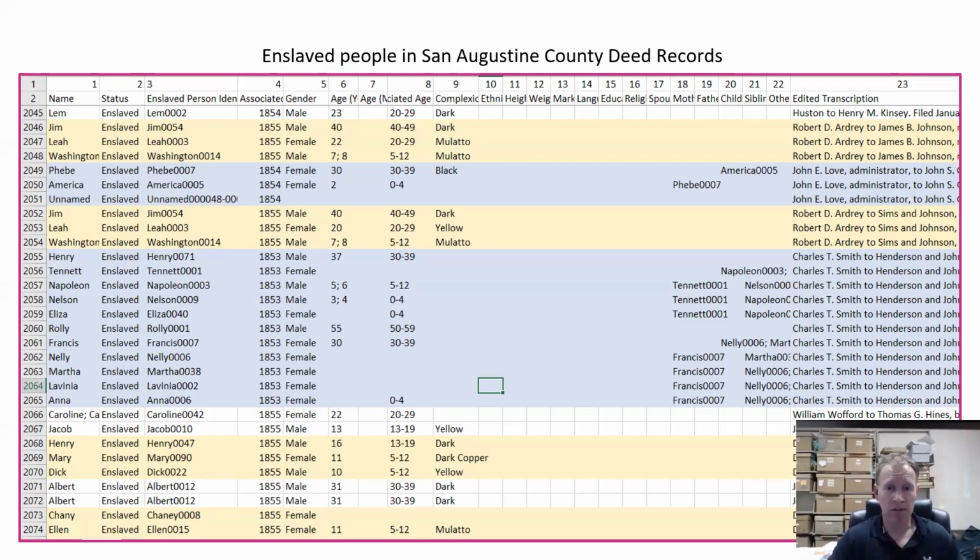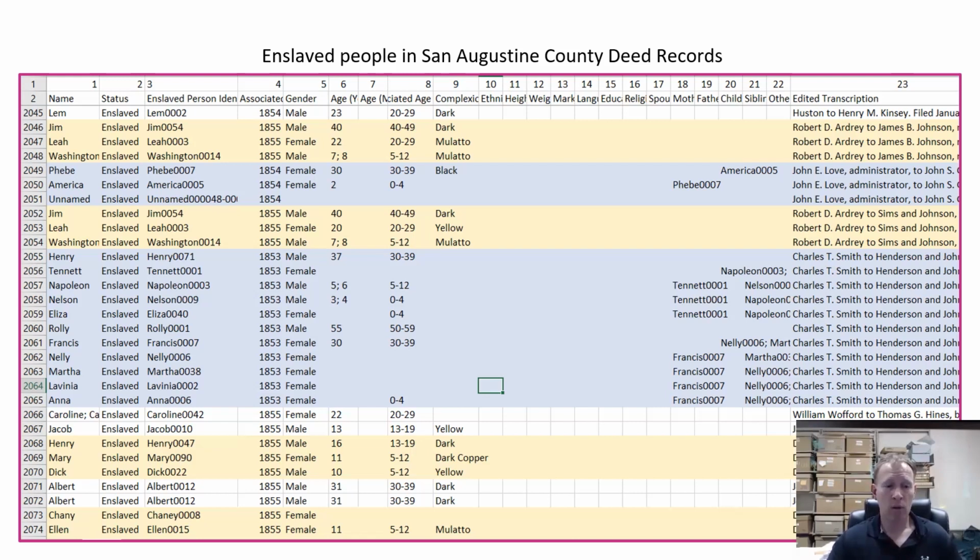So this is a picture of St. Augustine County deed records. You can see even just by the rows that there are more than 2,000 records, names of individuals, and I'm going through and pulling out information for each record. In the middle here you can see Henry, Tennant, Napoleon, Nelson, Eliza. These are all enslaved people that are owned by one individual, and I'm pulling out all that information.